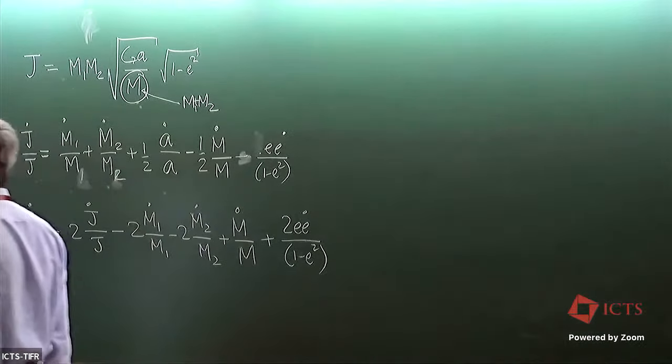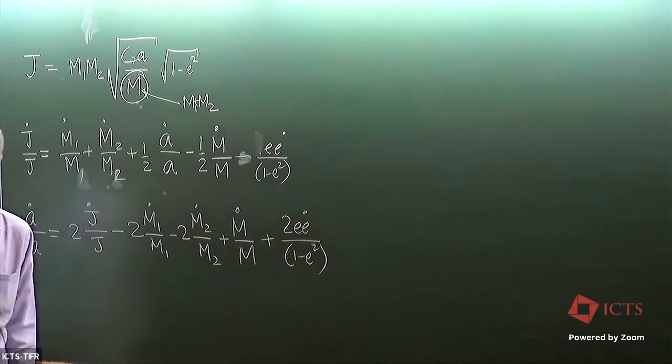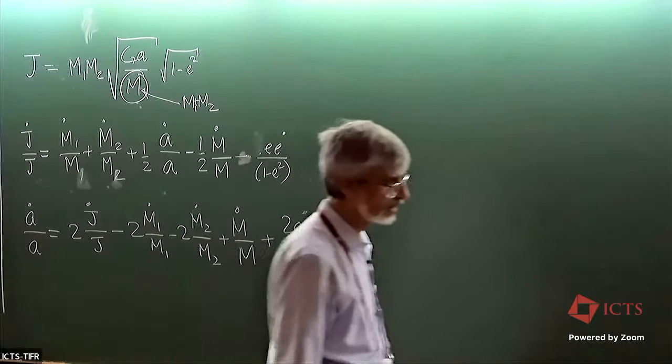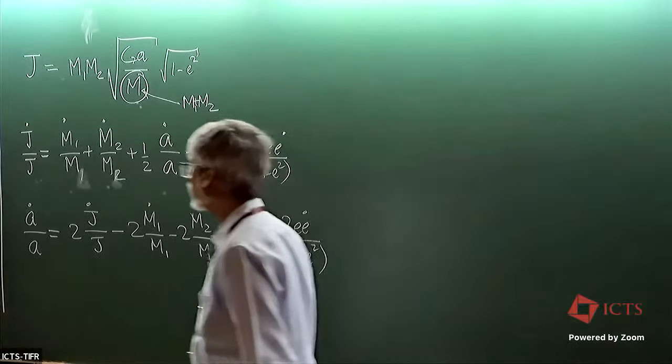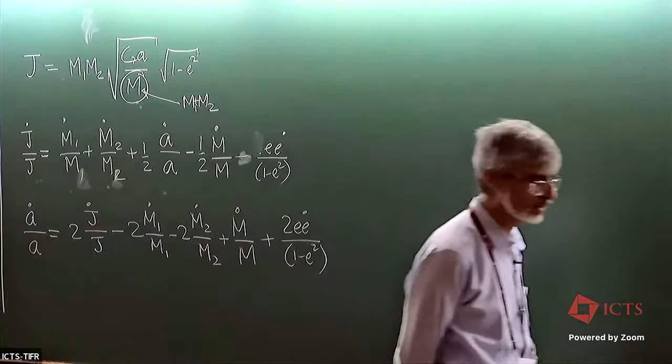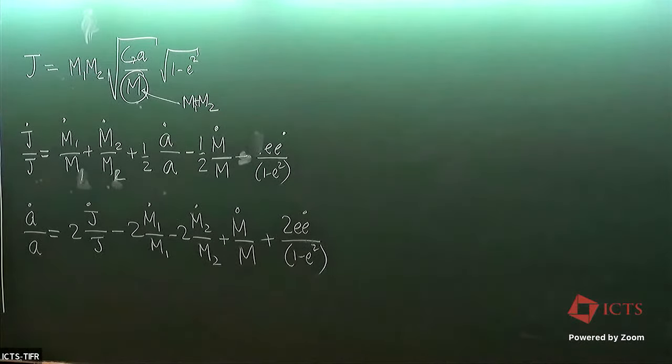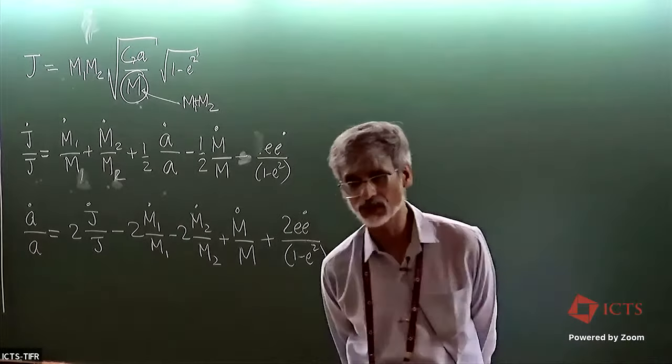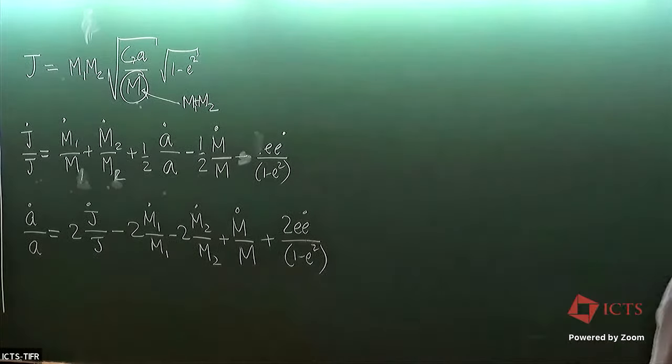There are other reasons too why mass may be lost from the system. One is stellar winds. We know all stars lose mass in stellar wind. Even our sun loses mass in stellar wind. It's a small amount of mass, 10 to the power minus 14 solar masses per year for our sun. But if you go to more massive stars, the mass loss rate becomes much larger.